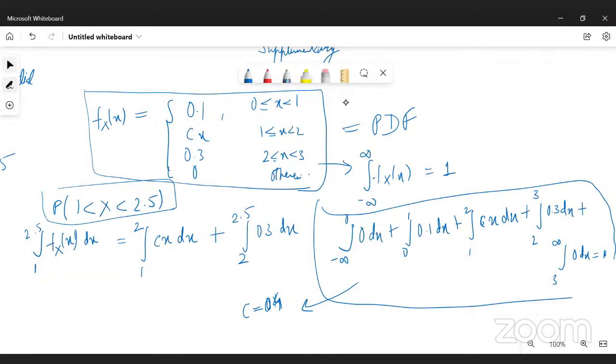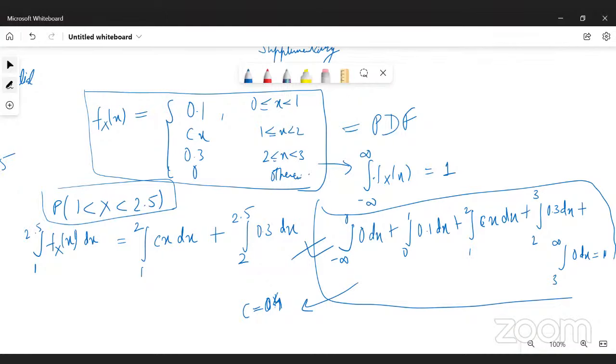So whenever a PDF is given to you, and you have to find such a constant so that it becomes a valid PDF, always remember this: you'll have to integrate over the whole range and sum it to 1.